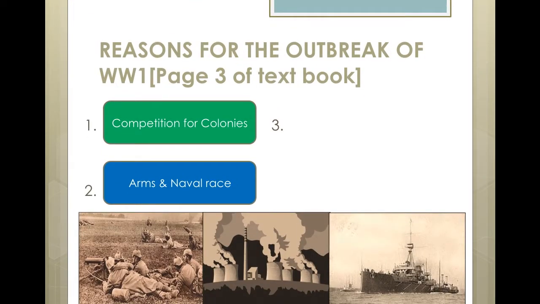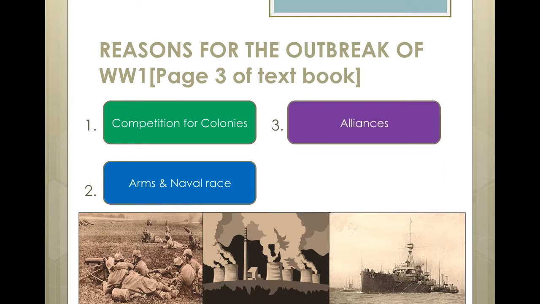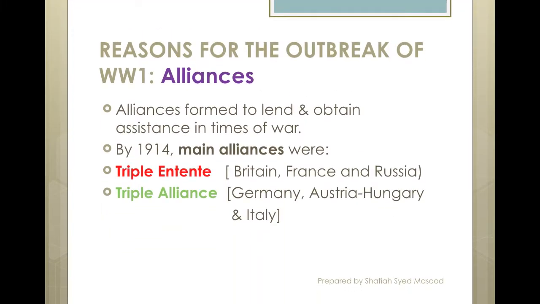The third and final reason we will be exploring in this video is the alliance system. The alliance system that existed between nations also contributed to the outbreak of World War I. By 1914, a system of friendship existed between Britain, France, and Russia. Another set of alliance existed between Germany, Austria-Hungary, and Italy.